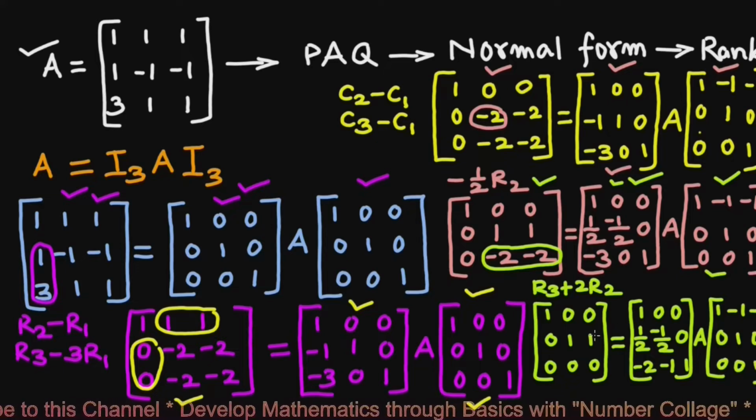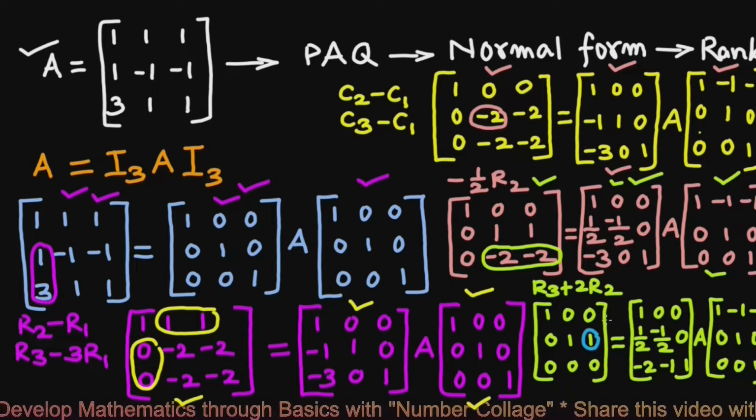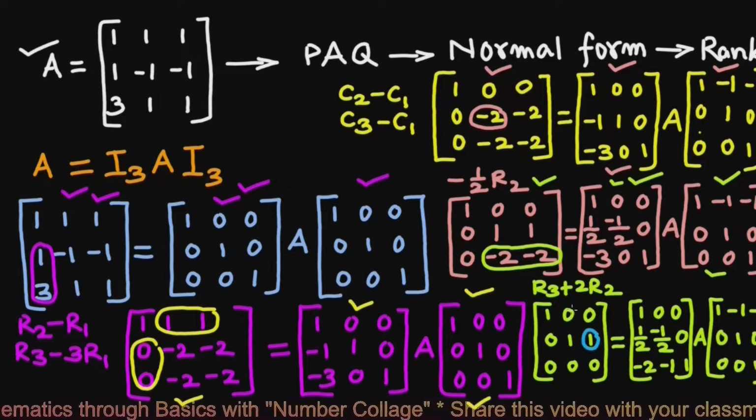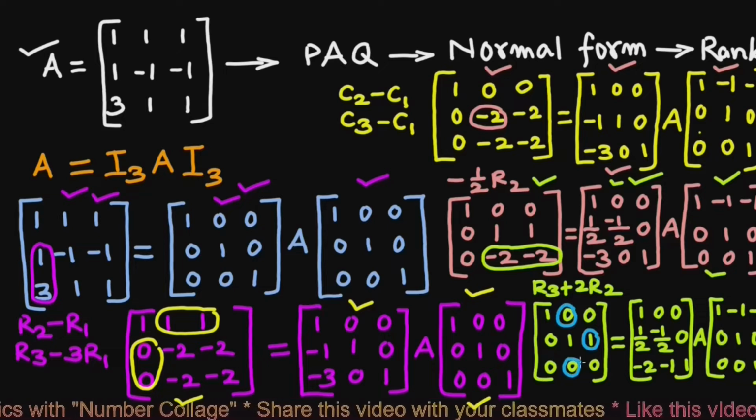Finally we have to make this element of equivalent A 0. So for that we will perform column transformations because we have these two zeros in the second column.